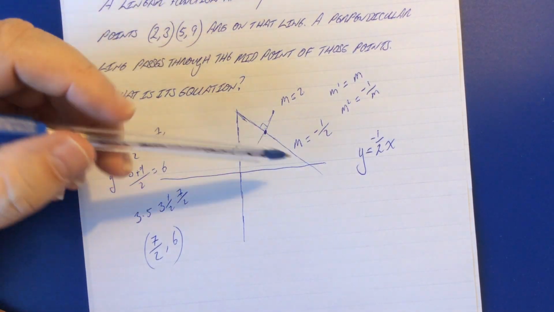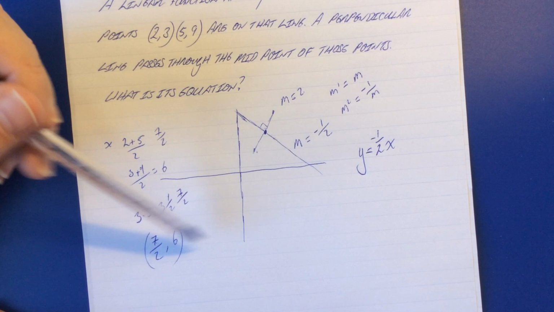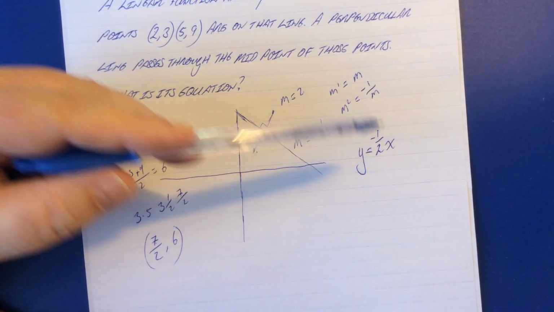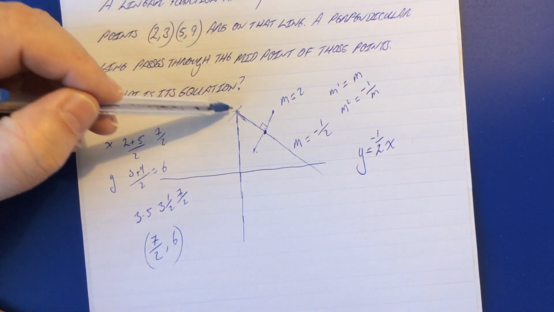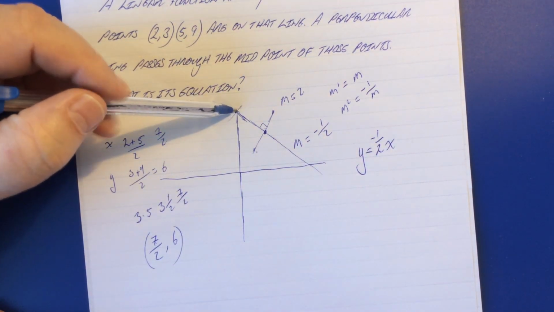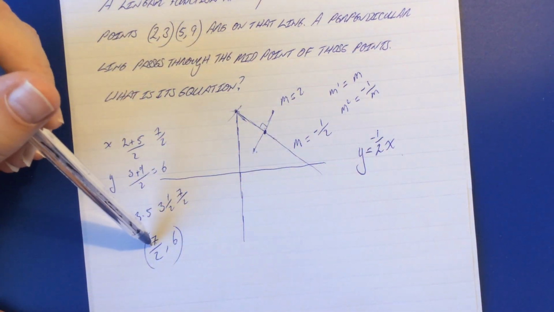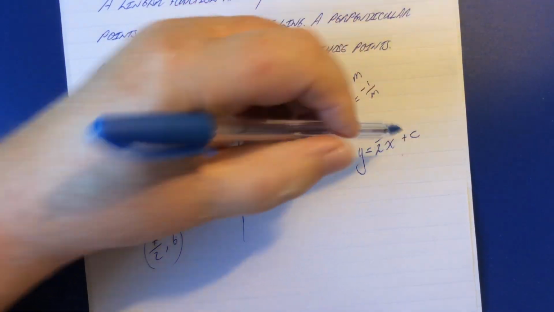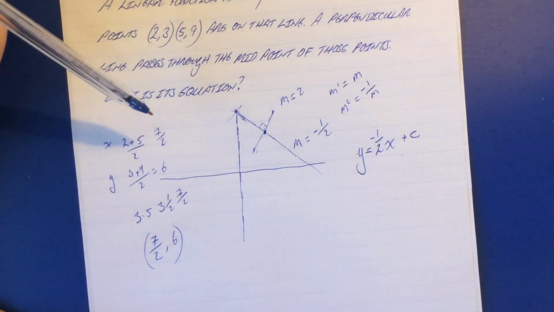So how do we get from here to a decent looking equation here? How do we find what c is? Because this is what we're looking for. We're looking for this intercept, which will give us the equation, and we find that by subbing in these values to the equation that we've got and finding that. So we've got y, we've got x, we need to find c.